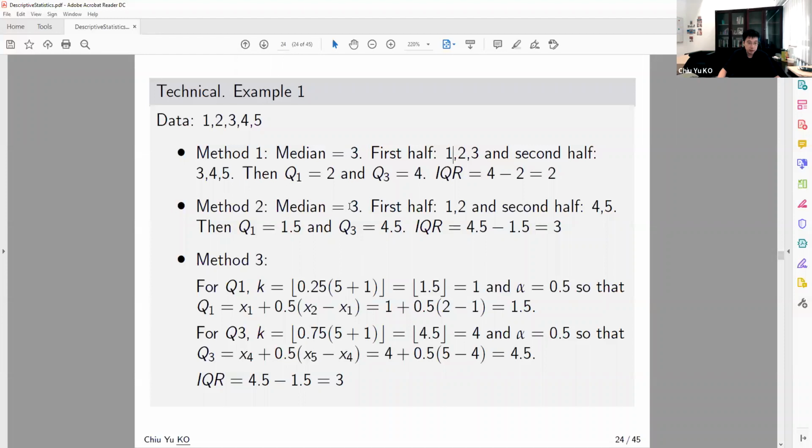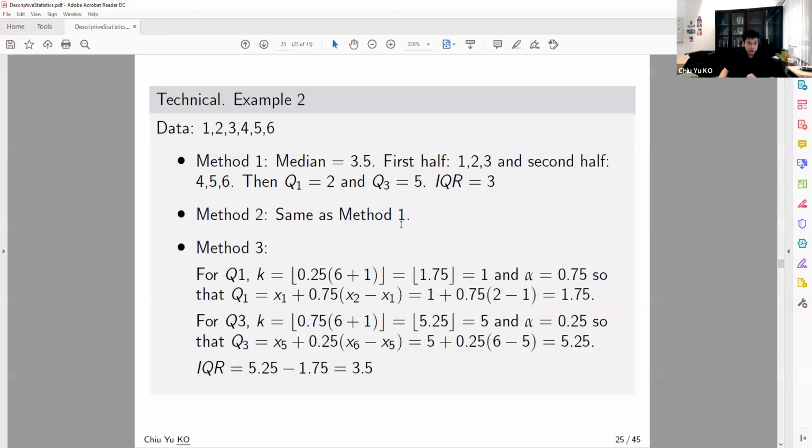But the second method, which doesn't include the median, will give you a different result. If your median is 3, the first half will be 1, 2 because you don't include the median, and the second half will be 4 and 5. The median of that half will be 4.5, so the difference will be 3. That's why the IQR gives you a different result.